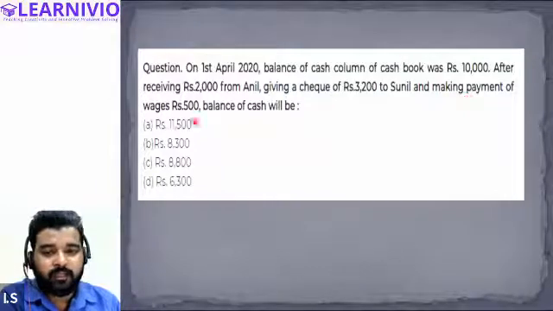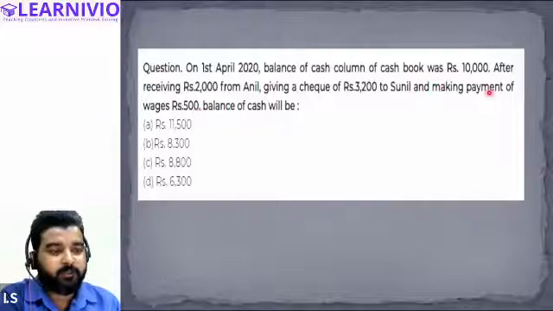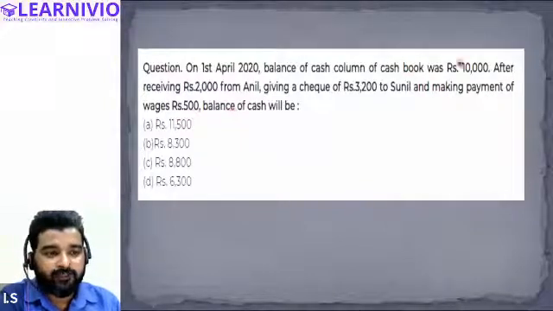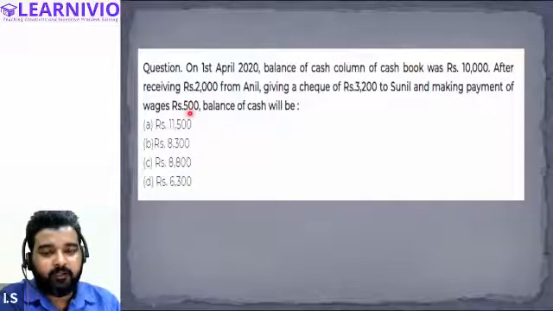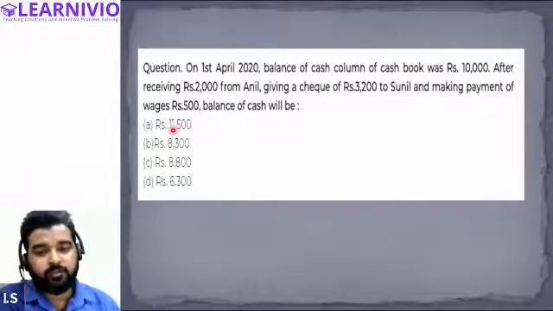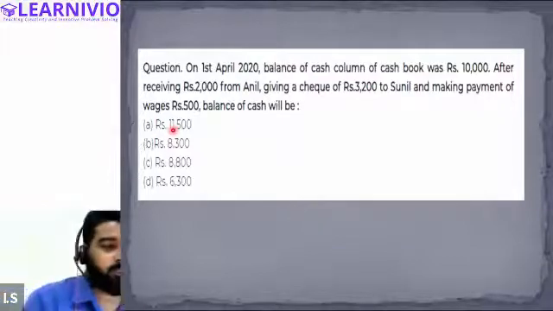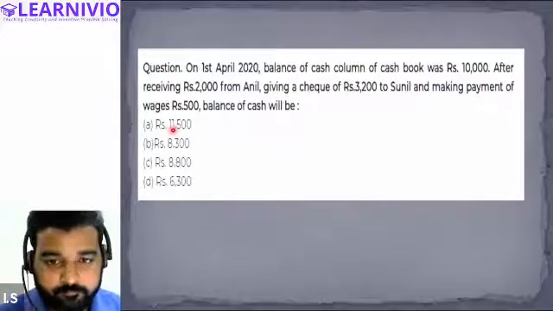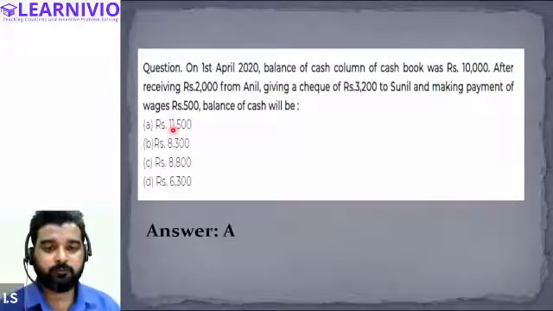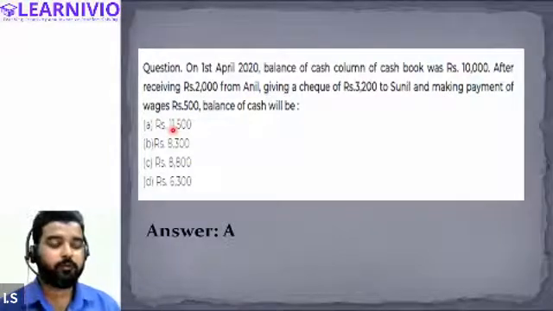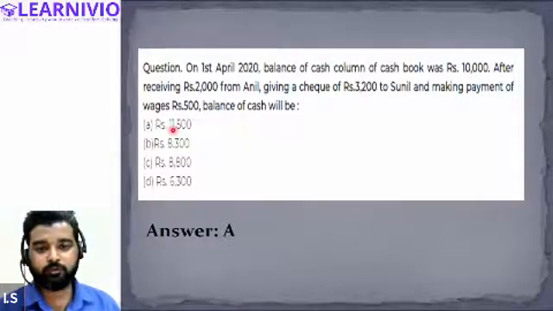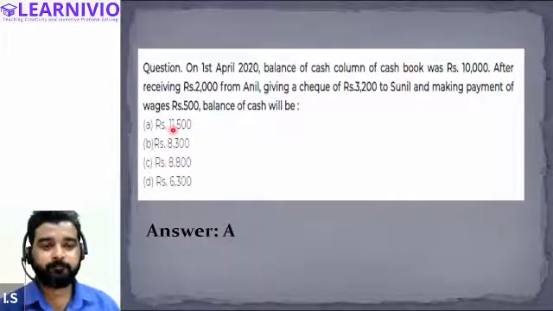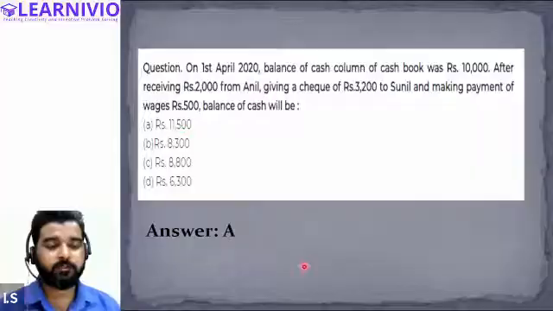Now move further. We have one more transaction. Will the answer be 11,500? Yeah, the answer will be 11,500 because we are making payment of wages 500. So 10,000 plus 2,000 minus 500 will give you the answer 11,500. Peer, Steve, is it clear to both of you? Yes, sir. Okay, so this will be your answer, answer A. All right, can we move to the other question? Do you want to ask anything from this question? No, sir. Understood, sir.